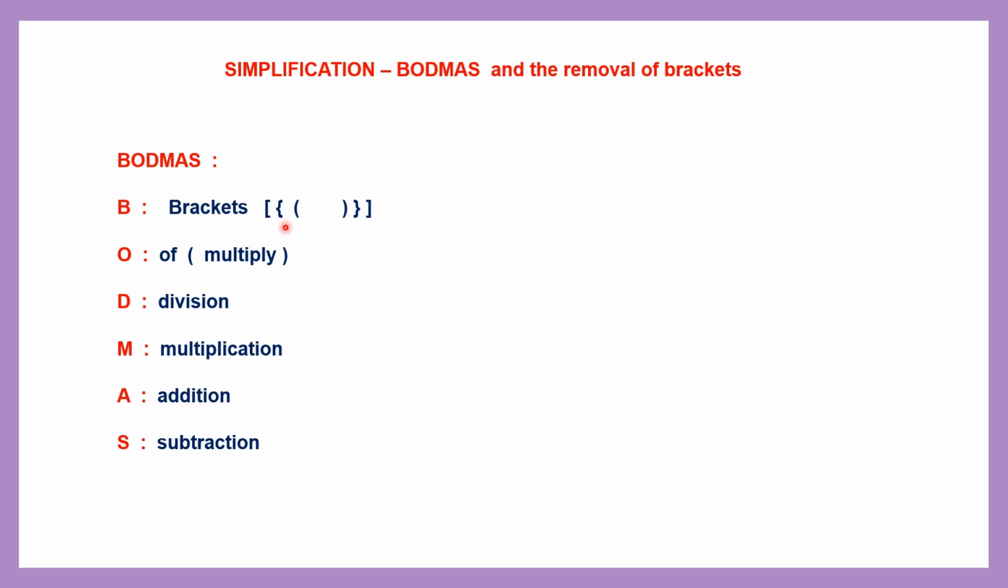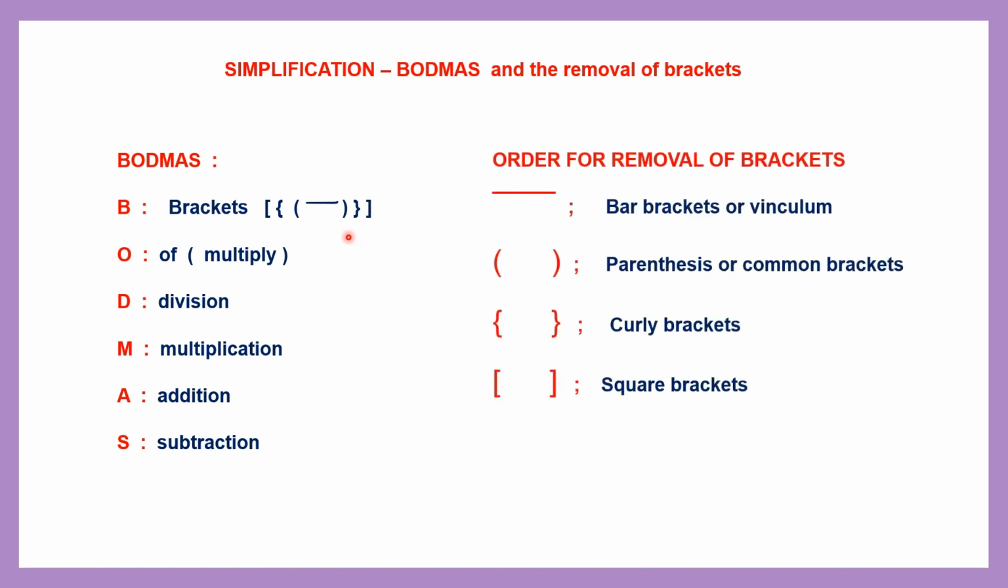Now brackets, there are different types of brackets as you can see. We have the square brackets, we have the curly brackets, we have the parenthesis, and we have the bar bracket. Now which one should we remove first? When brackets are given, suppose you have 2 or 3 of these brackets in an expression, which one should be removed first? Now even for that there is an order, and this is the order for the removal of brackets.